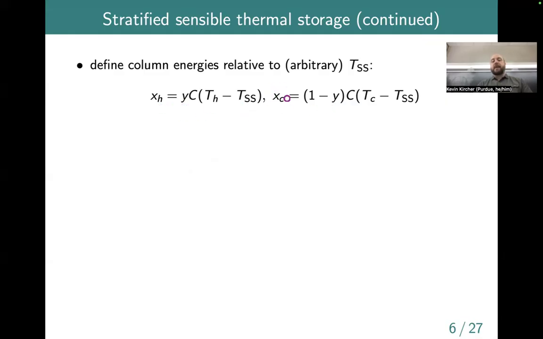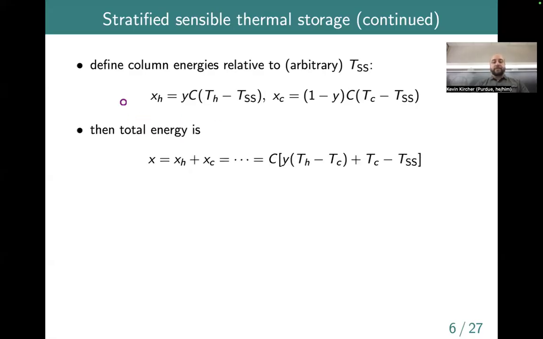That would mean that the XC, the energy stored in the cold layer, would be 0, because this thing here would be 1 minus 1. So it's sort of like a quality calculation from thermodynamics. Yeah, it's similar in that sense. Okay, so here are our energies.